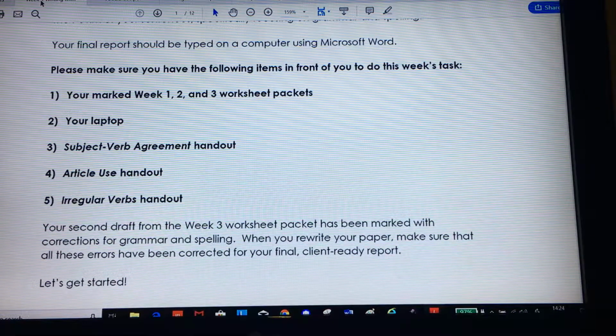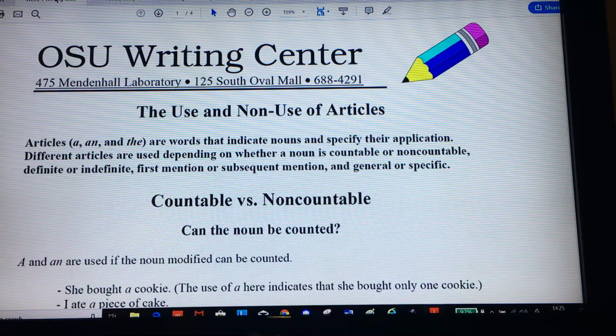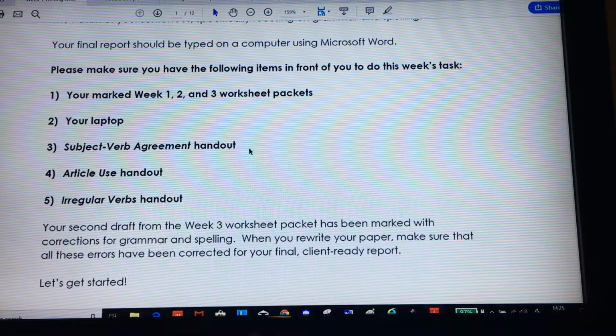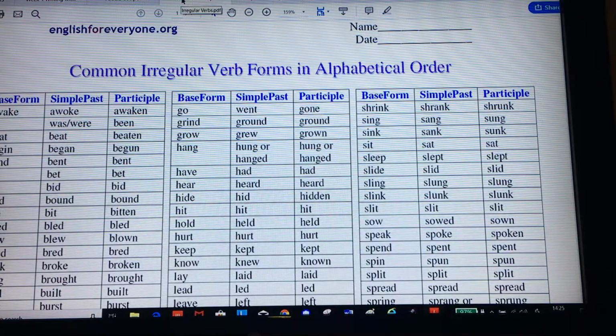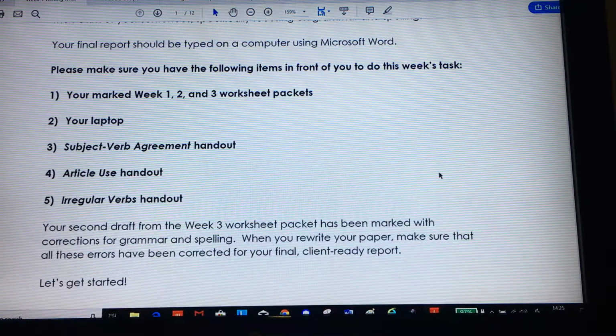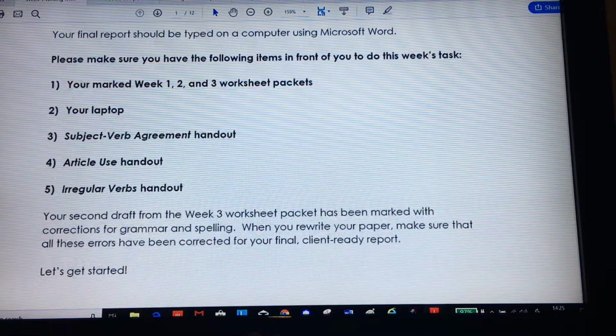The other handout you should have is your article use handout. That looks like this. And then the last handout you should have is the irregular verbs, and that one looks like this. So let's go back to your worksheet packet and we'll get started.